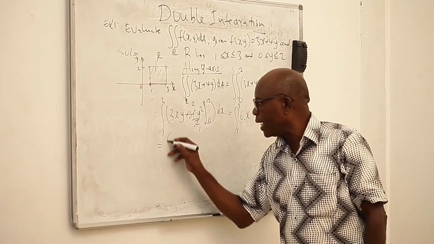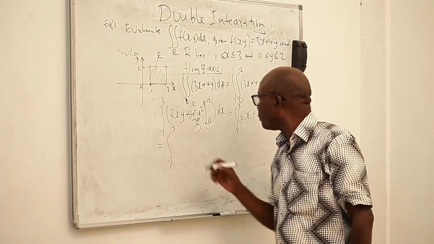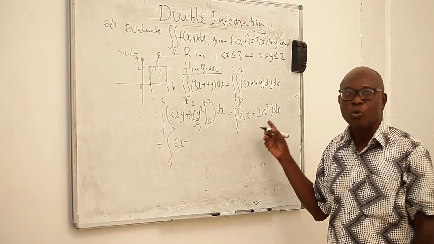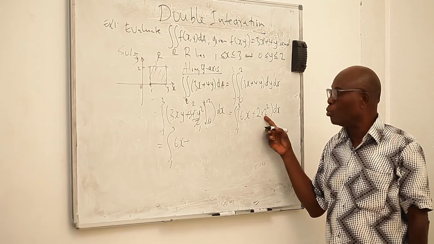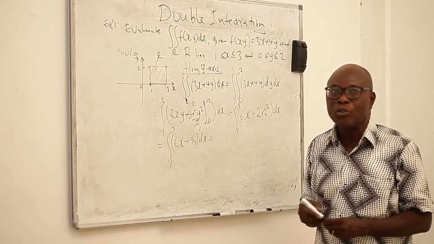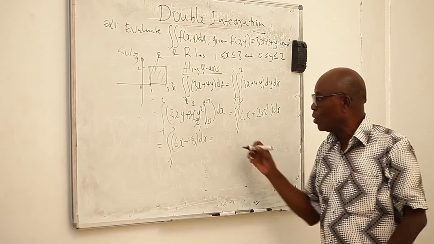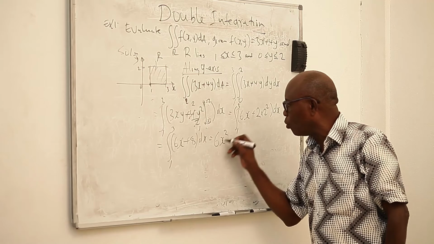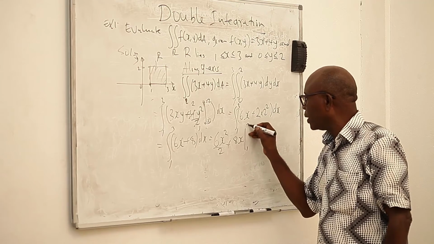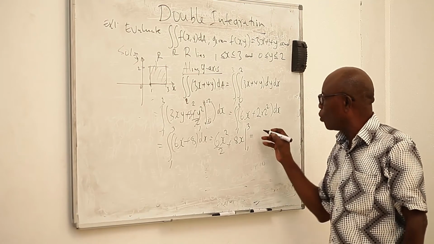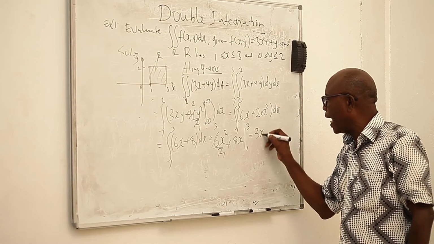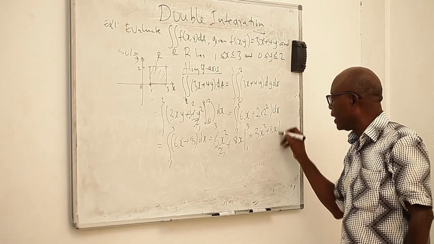And so when we tidy up, from 1 to 3, we're going to have 6x plus 2 squared is 4, 4 times 2 is 8, 8 dx. So now we are going to integrate with respect to x. So we're going to have 6x squared over 2 plus 8x. The limit is from 1 to 3. And so when we tidy up, we're going to have 3x squared plus 8x, then 1 to 3.